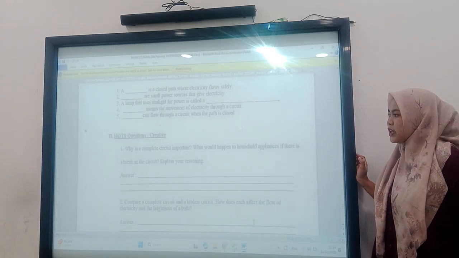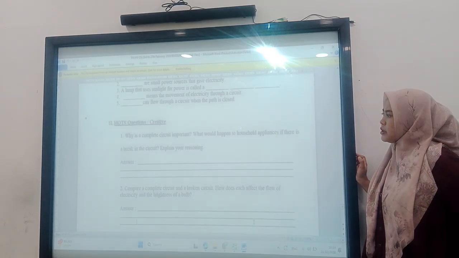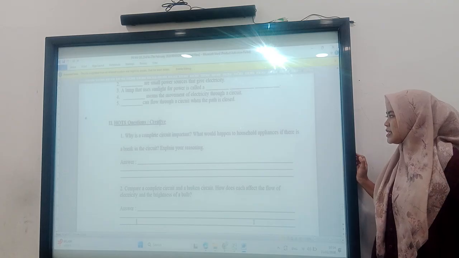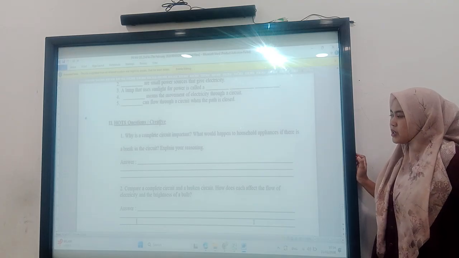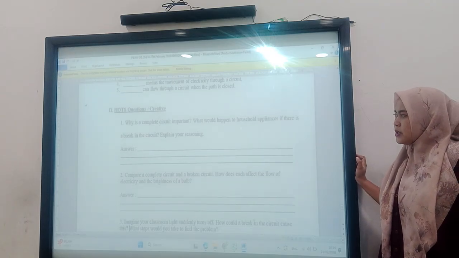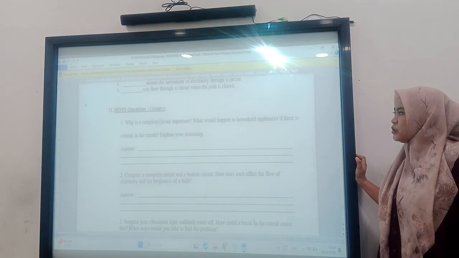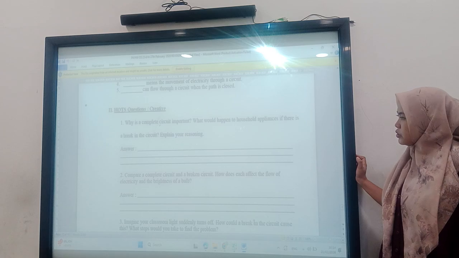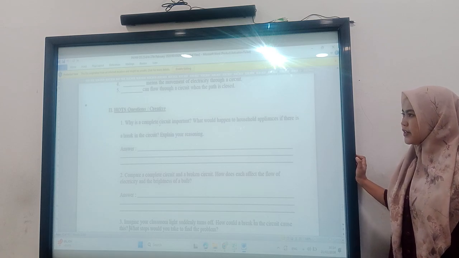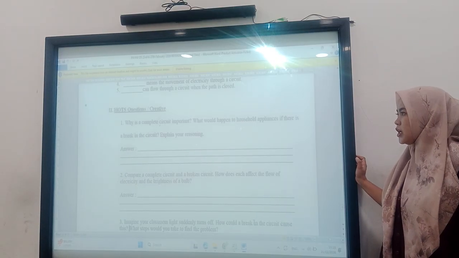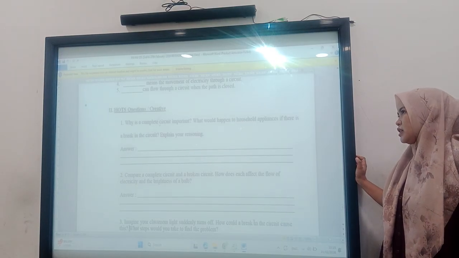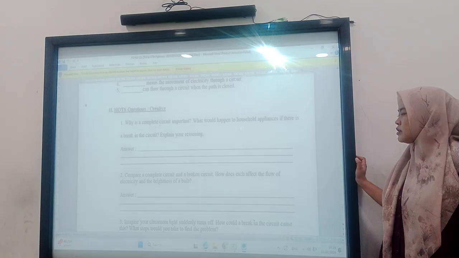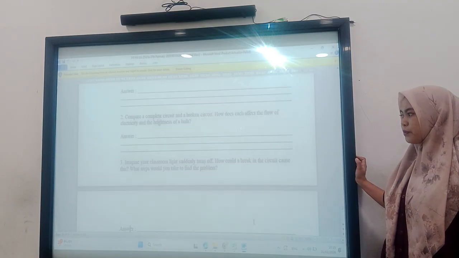Why is a complete circuit important? What would happen to the household appliances if there is a break in the circuit? A simple circuit is important because it allows the electricity to flow through the power devices, and if there is a break in a circuit, the electricity cannot flow, and the household appliances will not work.